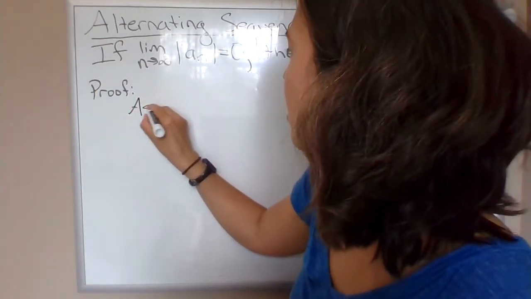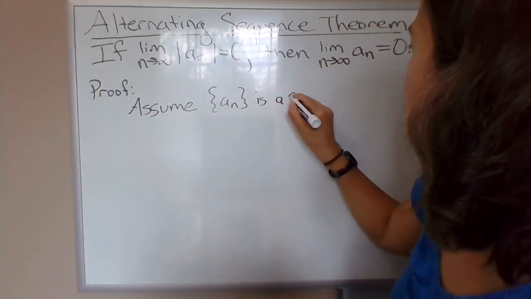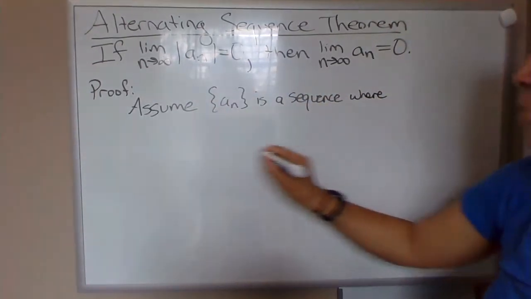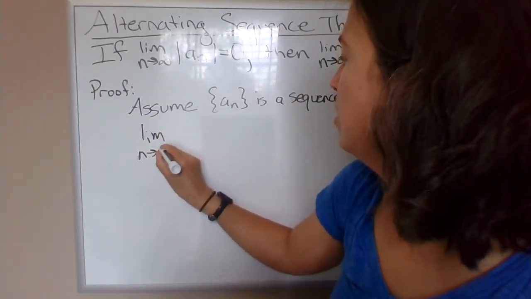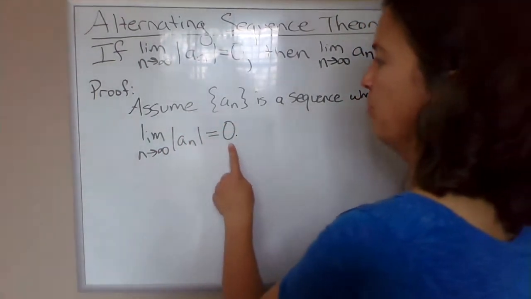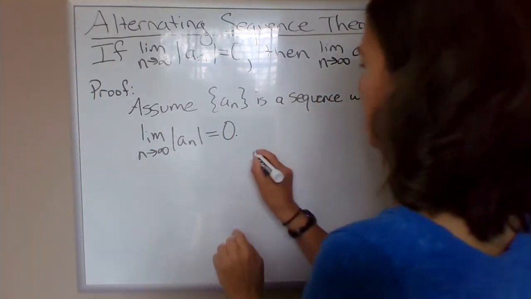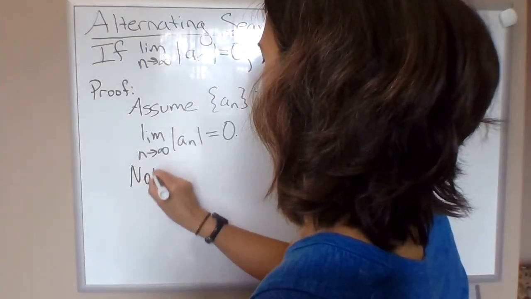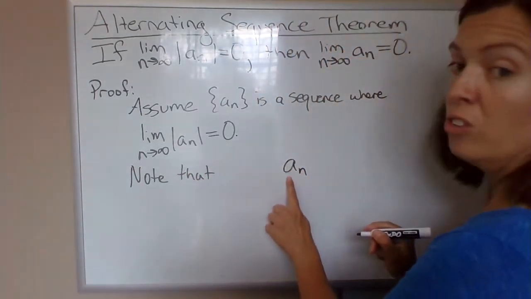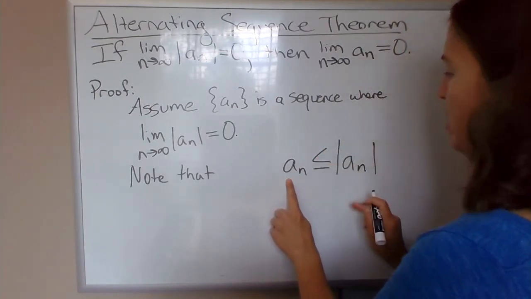So let's assume that this a_n is a sequence where this statement is true, where the limit as n approaches infinity of the absolute value of each term converges to zero. Then note that the terms in the original sequence a_n must be less than or equal to the absolute value of a_n, right?